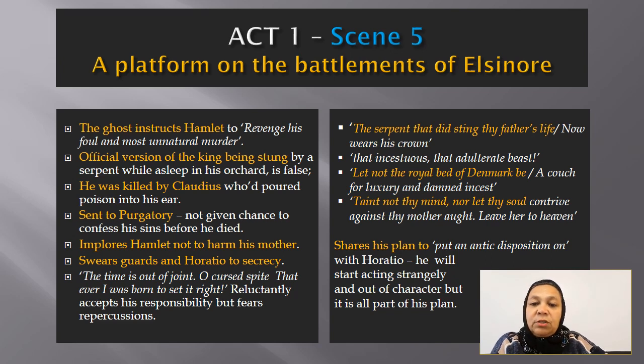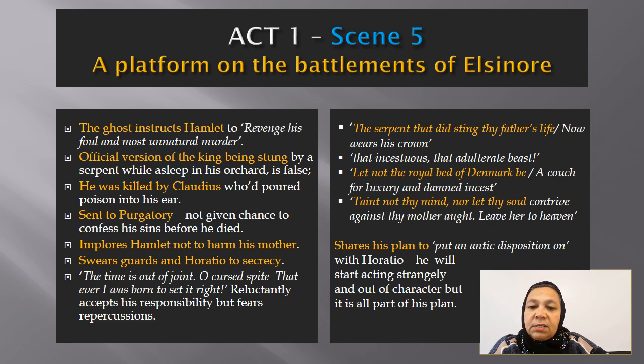He says that the official version, that the king had been stung by a serpent while he was asleep in his orchard, is false. He says, the serpent that did sting thy father's life now wears his crown. And so it is obvious that Claudius is the serpent who killed old King Hamlet while he was sleeping in his orchard. The ghost also describes in detail how Claudius had poured the poison into his ear and how his skin had broken into sores. So he had died a very painful death.